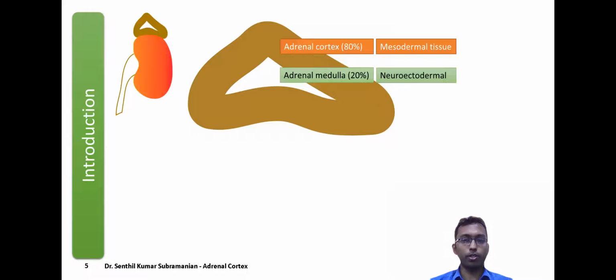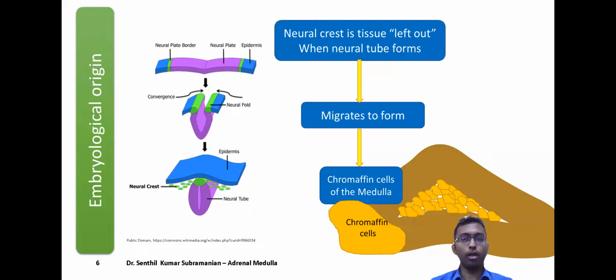Adrenal cortex originates from mesodermal tissue, while adrenal medulla originates from neuroectodermal tissue. The neural crest cells, which are the left out cells when neural tube forms, migrate to adrenals to form chromaffin cells of the adrenal medulla. Hence, the origin of adrenal medulla is neuroectodermal.